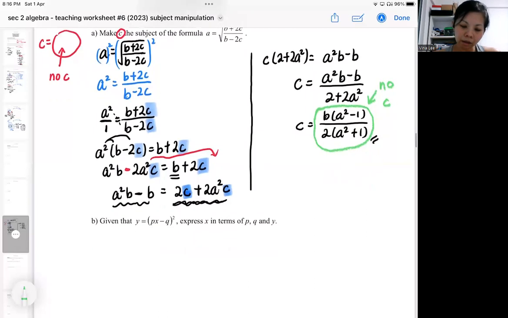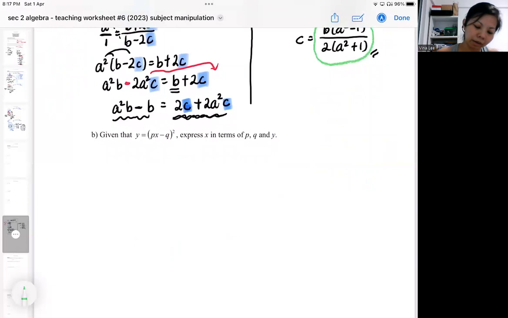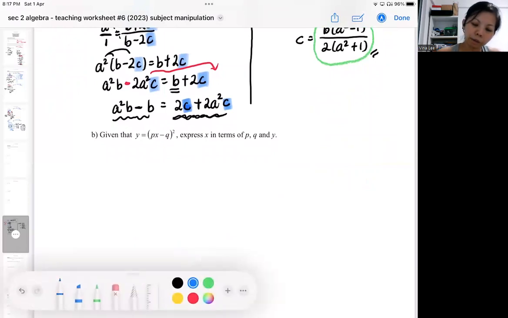Okay, in the next part, I'm going to introduce the technique of taking square roots on both sides.